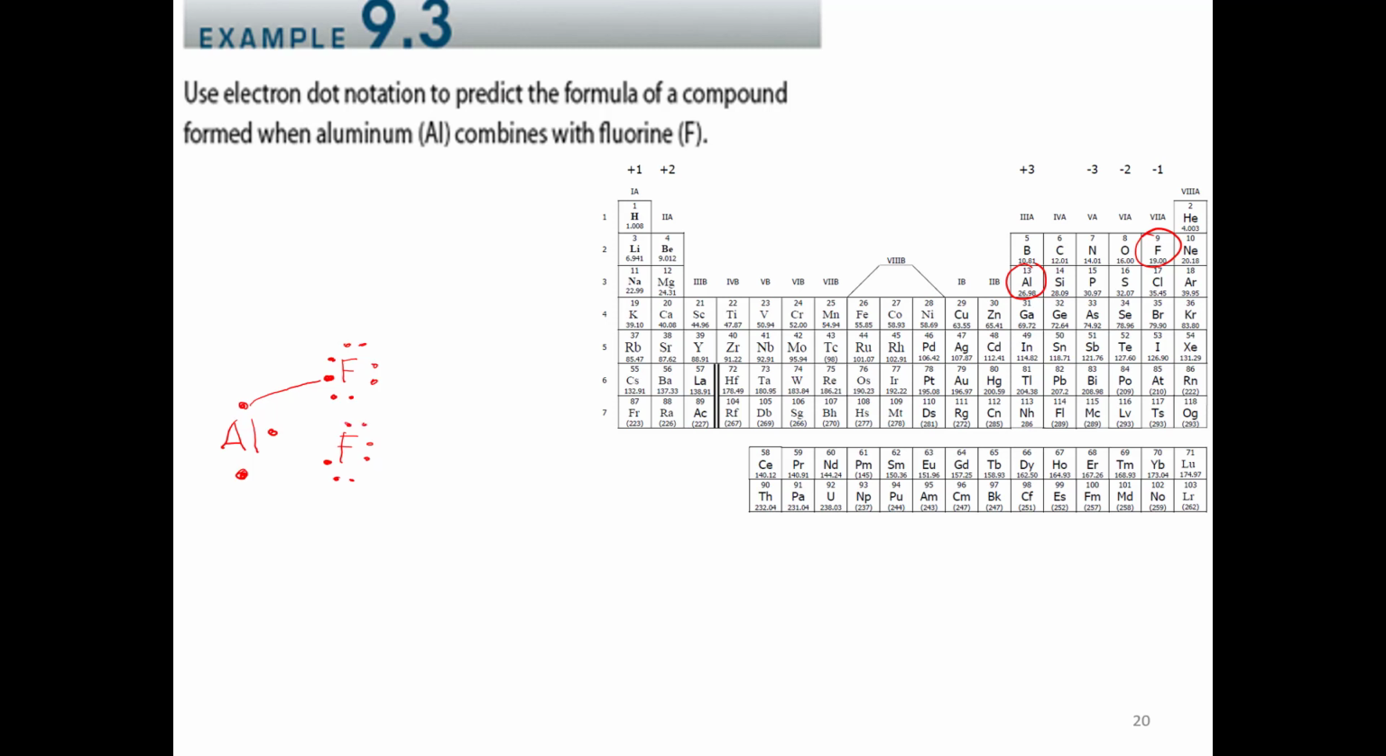And transfer this one here. But still, aluminum needs to lose 1 more electron. Then we need another fluorine. Then fluorine has 7. This here. Now we can write the equation for this reaction.